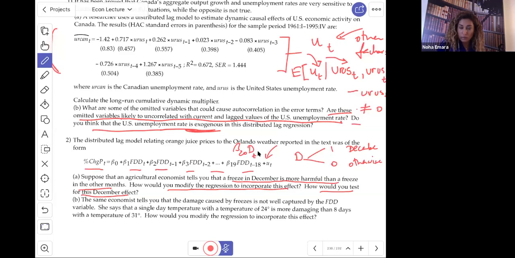You can also do something else, which I would prefer: besides this dummy, you add interaction terms. You would interact the D with each of the lags. So I want to know whether December has any impact on my percentage change in the price today and the past lags. Or I can make my life simple and just add the dummy. In any case, I can compute the statistical significance. So how would you test the December effect? It's easy. If I have a dummy for December and I want to check if it is statistically significant, what do you do?